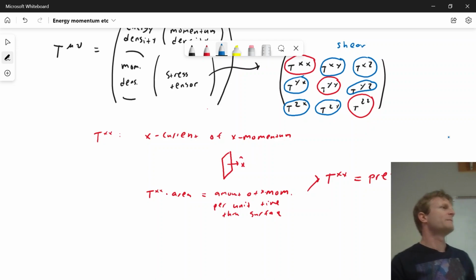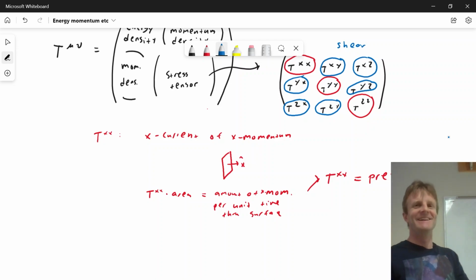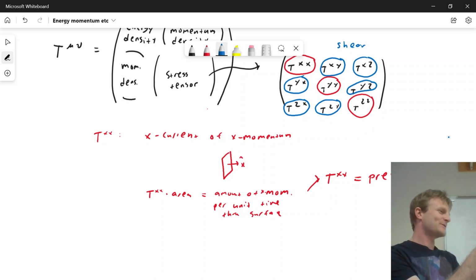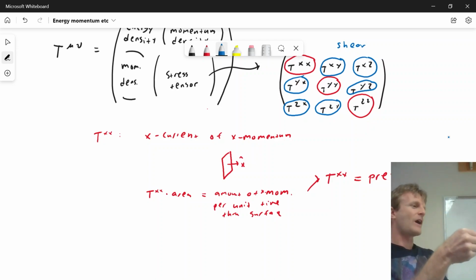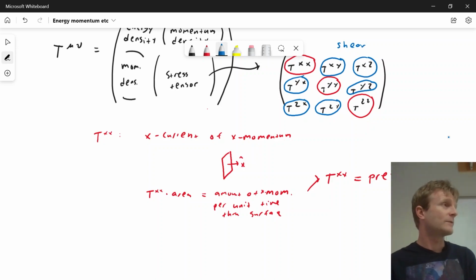And shear is also important. Look, I'm holding up a bar. Well, why isn't it falling? Why isn't this side falling to the ground? Right? Gravity's pulling it down. Well, there's a shear force from a neighboring element holding it up. It's the only reason this pen doesn't fall. So that's an off-diagonal element, rather, of the stress tensor.